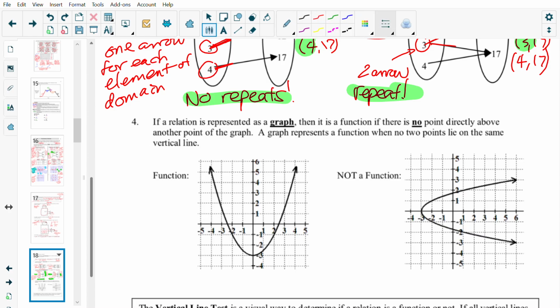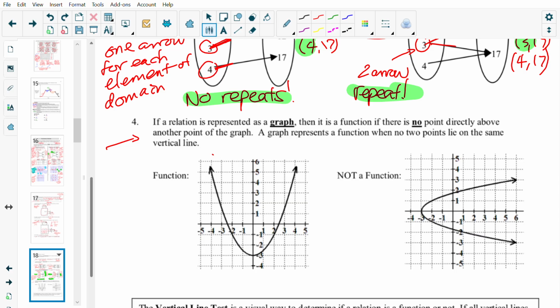Okay, last one here, and this is where I talked about the vertical line test. When you have a graph, I can do this quick thing called the vertical line test to determine if it's a function or not. So what happens when I draw vertical lines? If a relation is represented as a graph, then it is a function if there is no point directly above another point of the graph. A graph represents a function when no 2 points lie on the same vertical line.